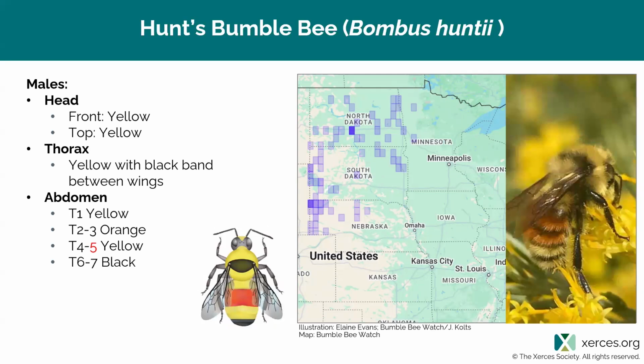Looking at the males, we see basically the exact same color patterning. Yellow on the first segment of the abdomen, T2 through 3 orange. We see T4 yellow, and then we will see yellow on T5 as well for the males, and the rest of the abdomen is black. Once again, we see a black band between the wings, and then yellow hairs on the top of the head and the front of the face.